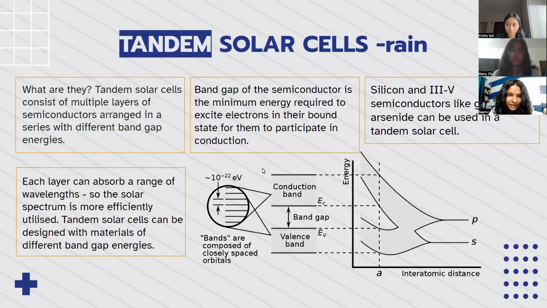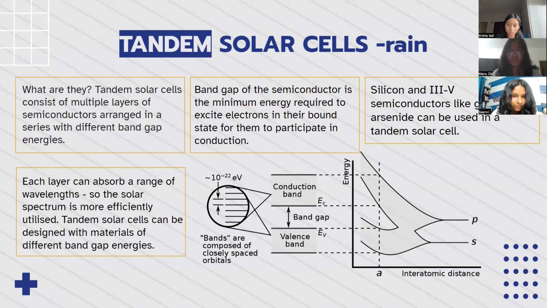So we'll be beginning with tandem solar cells. What are they? They consist of multiple layers of semiconductors arranged in a series with different band gap energies. Band gap of a semiconductor is the minimum energy required to excite electrons in their bound state for them to participate in conduction. So the band gap can be represented in this diagram, where it is the difference between the conduction band and the valence band. And bands are composed of closely spaced orbitals.